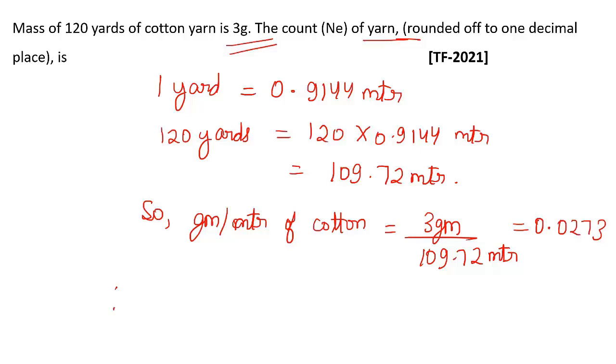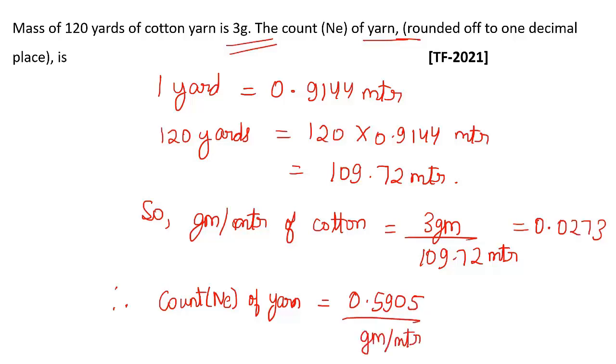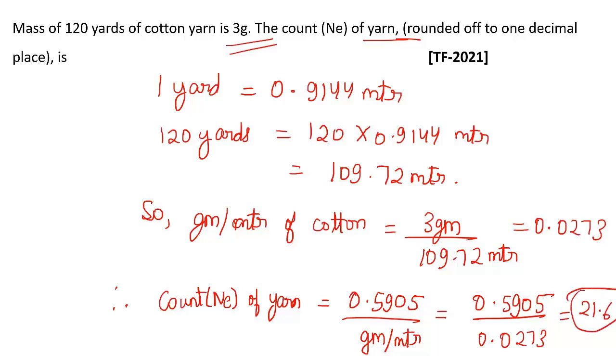So therefore, the count in Ne of yarn, the formula is 0.5905 upon gram per meter. So we can easily calculate this part. 0.5905 upon gram per meter, which is 0.0273. If you calculate this, it will come out to be 21.6. So the Ne is 21.6. The count of the yarn is 21.6 Ne. I think it is clear to you. So this was the simple calculation part.